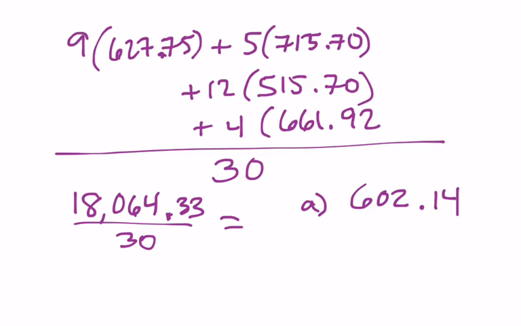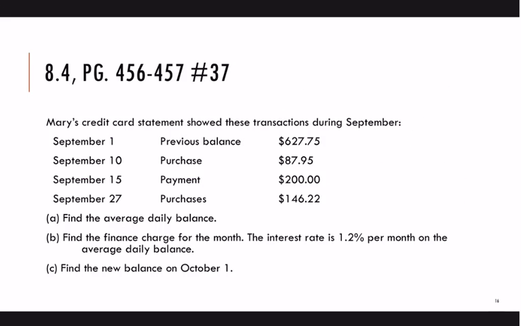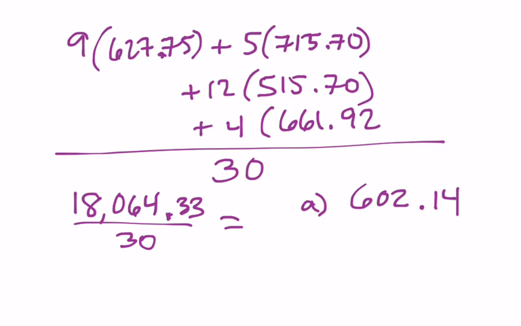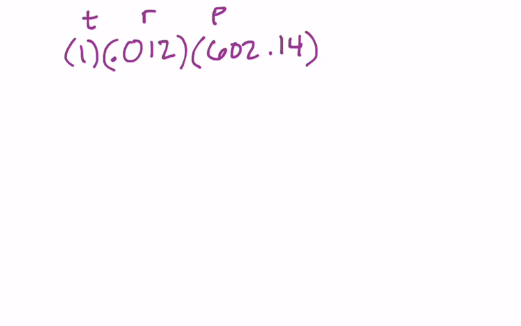Let me back up. Here's the problem again. We were told that interest rate and told that it's on the average daily balance. So we're pulling that number from part A, the 602.14, and then multiplying by 0.012. And that's the finance charge. So the interest for this month is $7.23, and that's rounded. So that's part B.